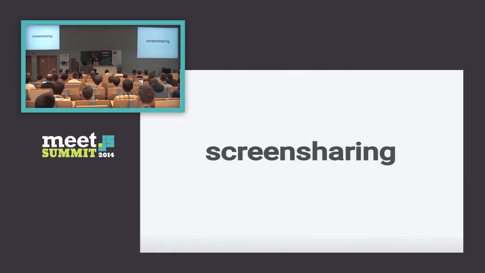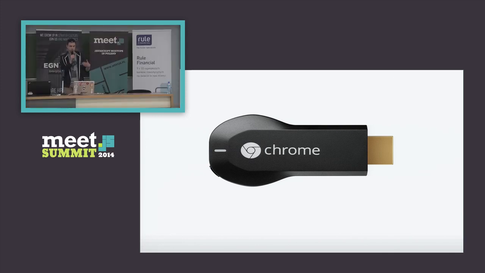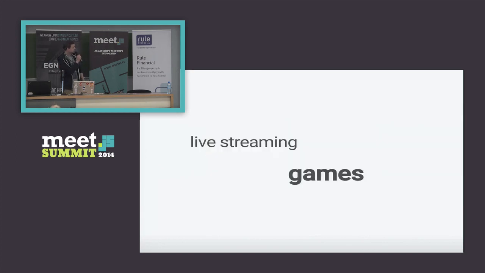So another thing that you can do with WebRTC is screen sharing. I'm not sure if you're familiar with that, but it's called Chromecast. It actually uses WebRTC to stream your tabs from Chrome to your TV. Screen sharing could be used for plenty of stuff. For example, live streaming, you could live stream games. So you could create your own version of Twitch TV, for example, that uses peer-to-peer connections, which might be an awesome idea.